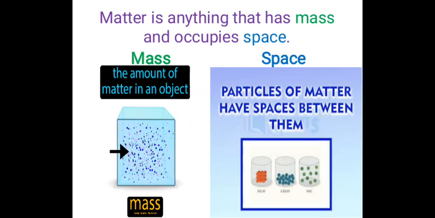Now, what is matter? Matter is anything that has mass and occupies space. When you define matter, remember the two keywords mass and space. Mass is the amount of matter in an object, while space, particles of matter have spaces between them. The void or the empty vacuum occupied by matter, that is a space.